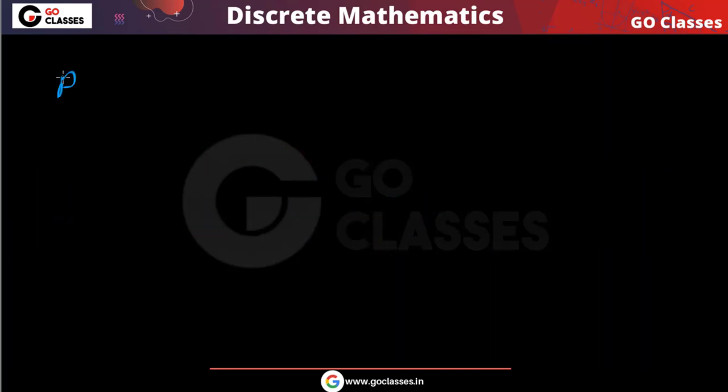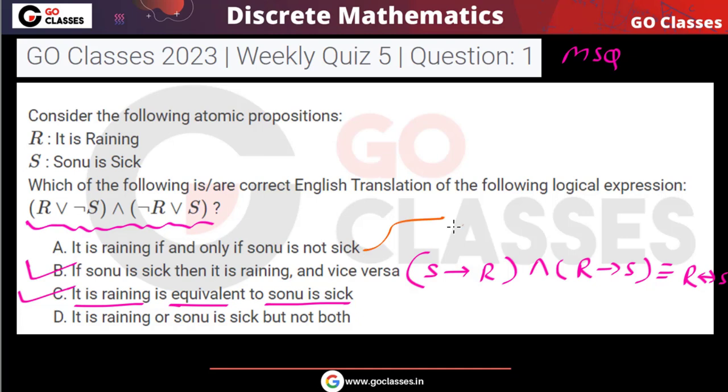What is this? It is raining if and only if Sonu is not sick. Okay, so we already know this is equivalent to R exclusive or S. So this option 1 is basically R exclusive or S. But remember, the given expression is R bi-implication S. So option A is not correct.